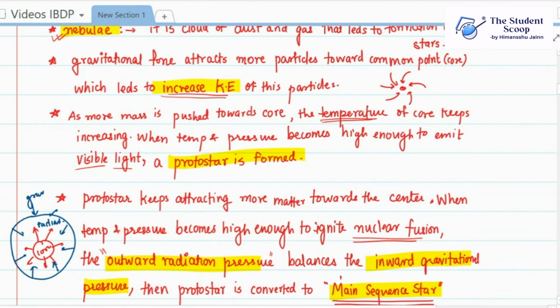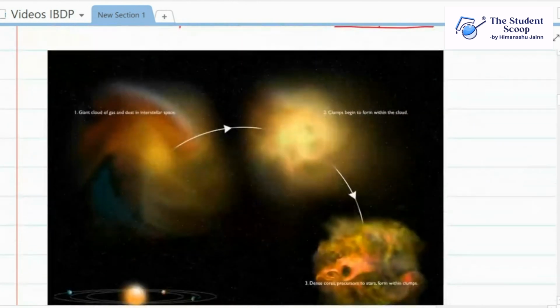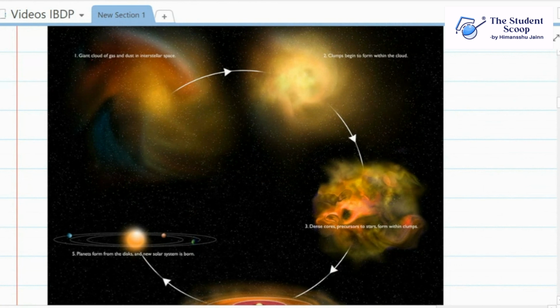So fusion is the main thing that needs to be started at the core. Once the fusion starts, then the inward gravitational pressure can be balanced. So no more attraction of the particles towards the core. Rather, there is an outward radiation pressure that balances it because of the fusion, which releases a lot of energy outwards.